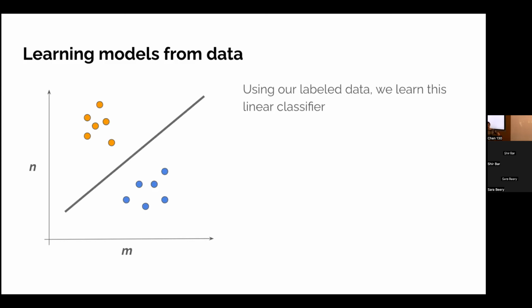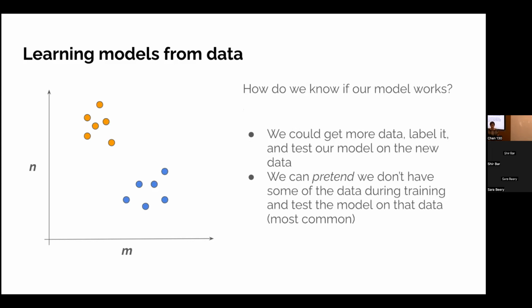So using our labeled data, say we learn this linear classifier. You learn essentially this line: on this side of the line it's orange, that side it's blue. So how do we know if that model works? How do we know if it's good? In practice, we could get more data, grab some new points, throw them on the plane, and test our model on that data, look at the results of the points and say, is it getting it correct?